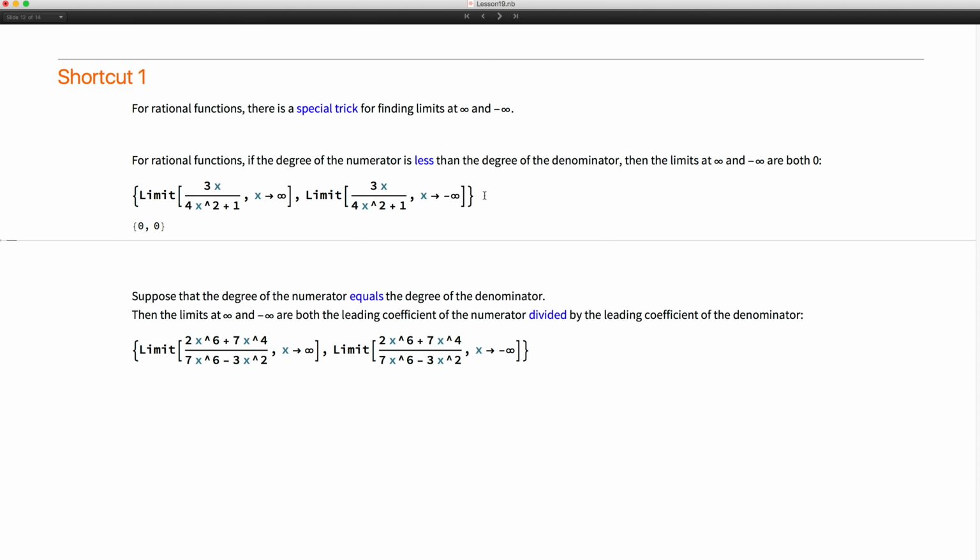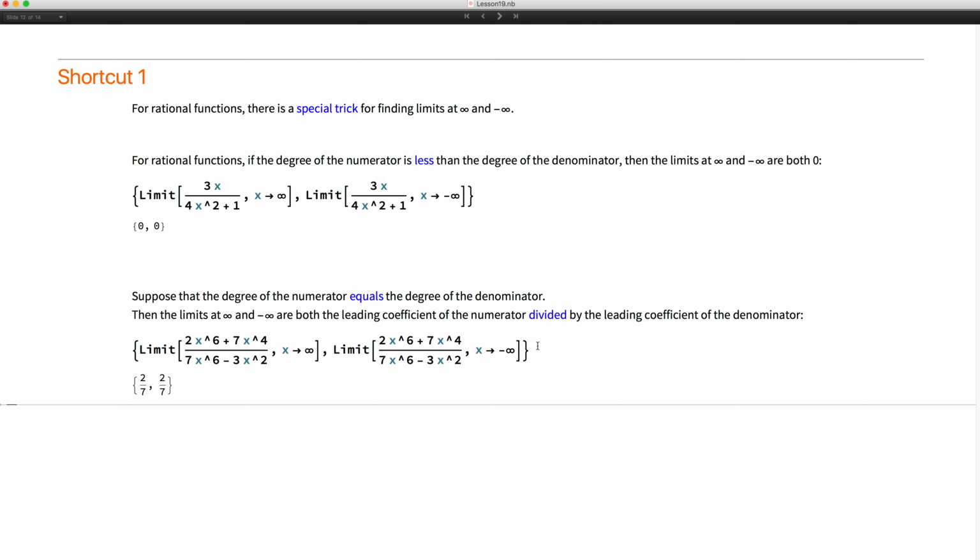And on the other hand, if the degrees agree, so the degree of the numerator equals the degree of the denominator, then all that you do is you look at the leading coefficients and you get back the answer 2/7 in both the cases over here.